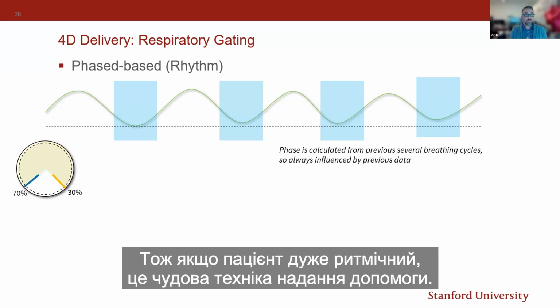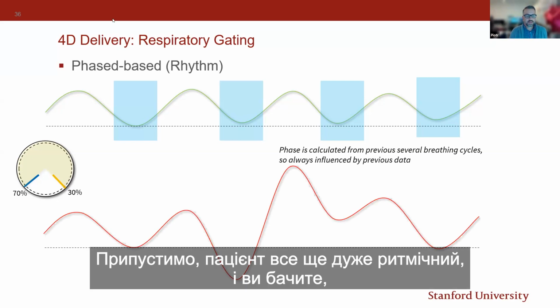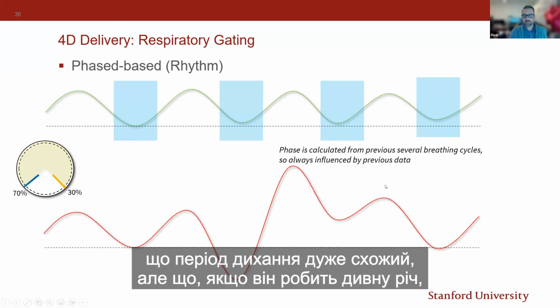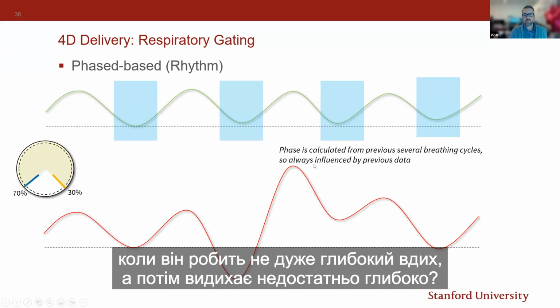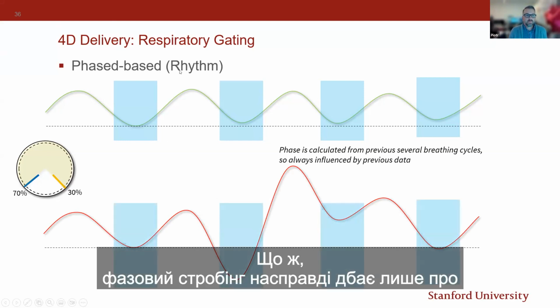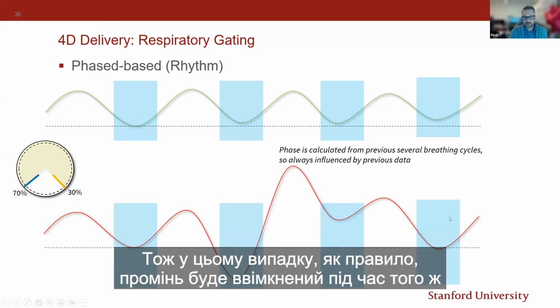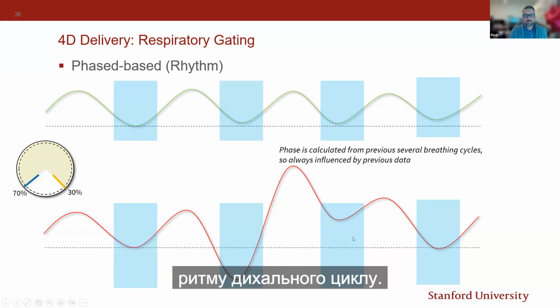So if the patient is very rhythmic, it's an excellent delivery technique. Let's say the patient is still very rhythmic, so you can see the period of the breathing is very similar. But what if they do this strange thing where they don't take a huge breath and then don't exhale far enough? Well, phase-based gating only cares about the rhythm of the patient. So in this case, it would generally beam on during the same rhythm of the breathing cycle.